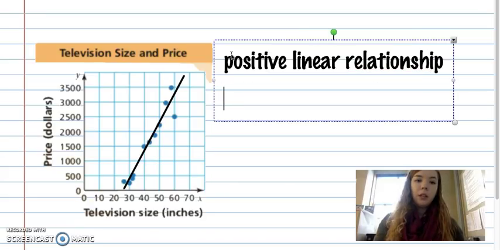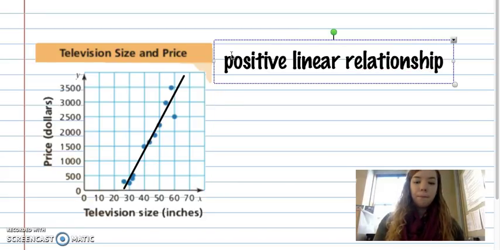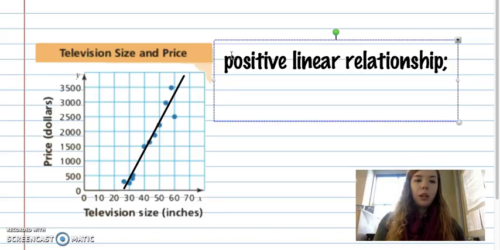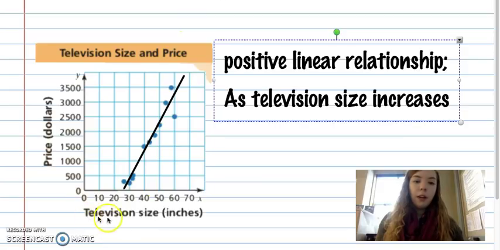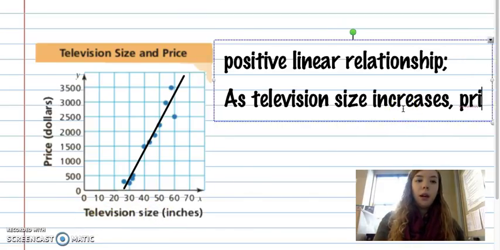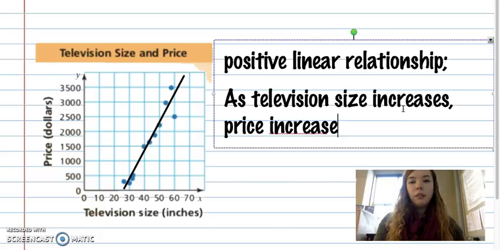And then we want to explain. So we'd say, as television size increases, so that's my x, whatever x is, as television size increases, price increases. Since it was positive, they're both increased, and I used television size for my x and price for my y. Okay, so that's how you explain.